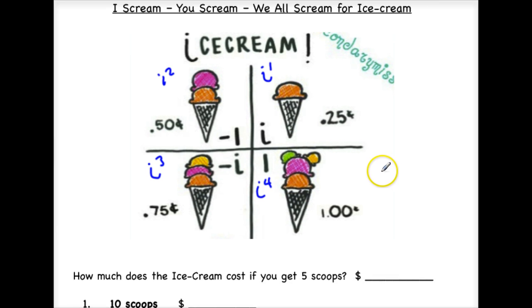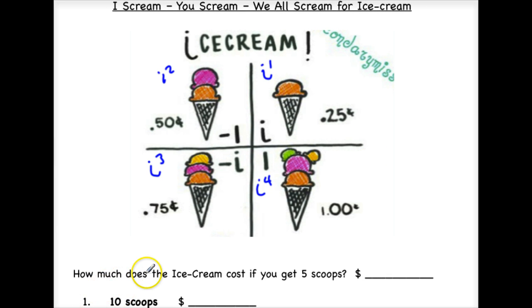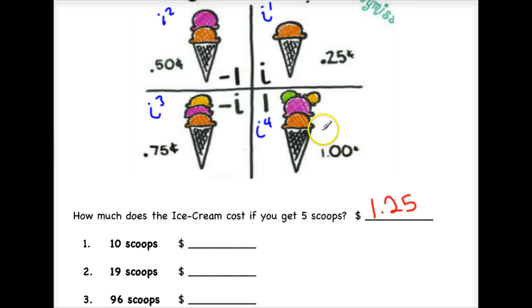So how much does the ice cream cost if I get 5 scoops? 5 scoops I know would be 4 scoops plus 1, which is $1.25. That's easy. 10 scoops, I know 4 scoops, and I come around, that's 4 and 4, 8 scoops, and I know 2 more is going to give me 10, so that's $2.50, or you can take 5 times 2. What about 19 scoops? Are you going to count around?